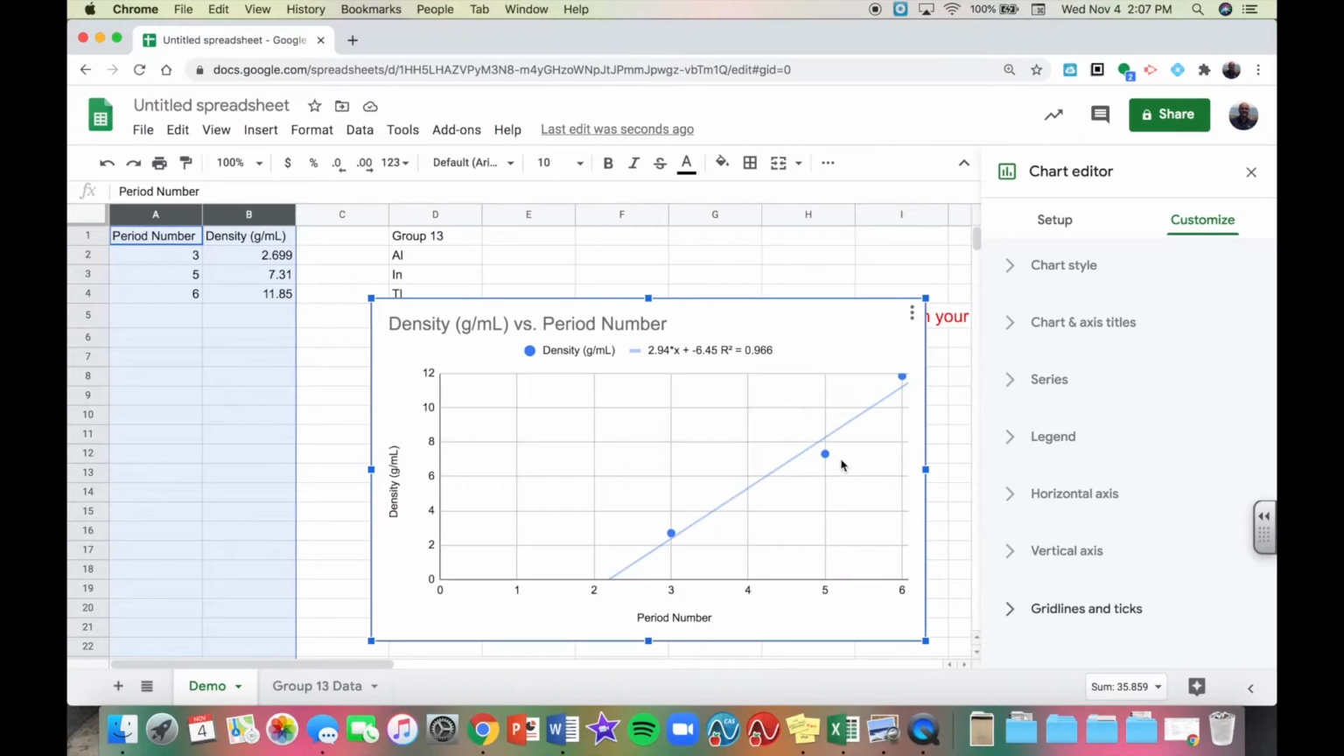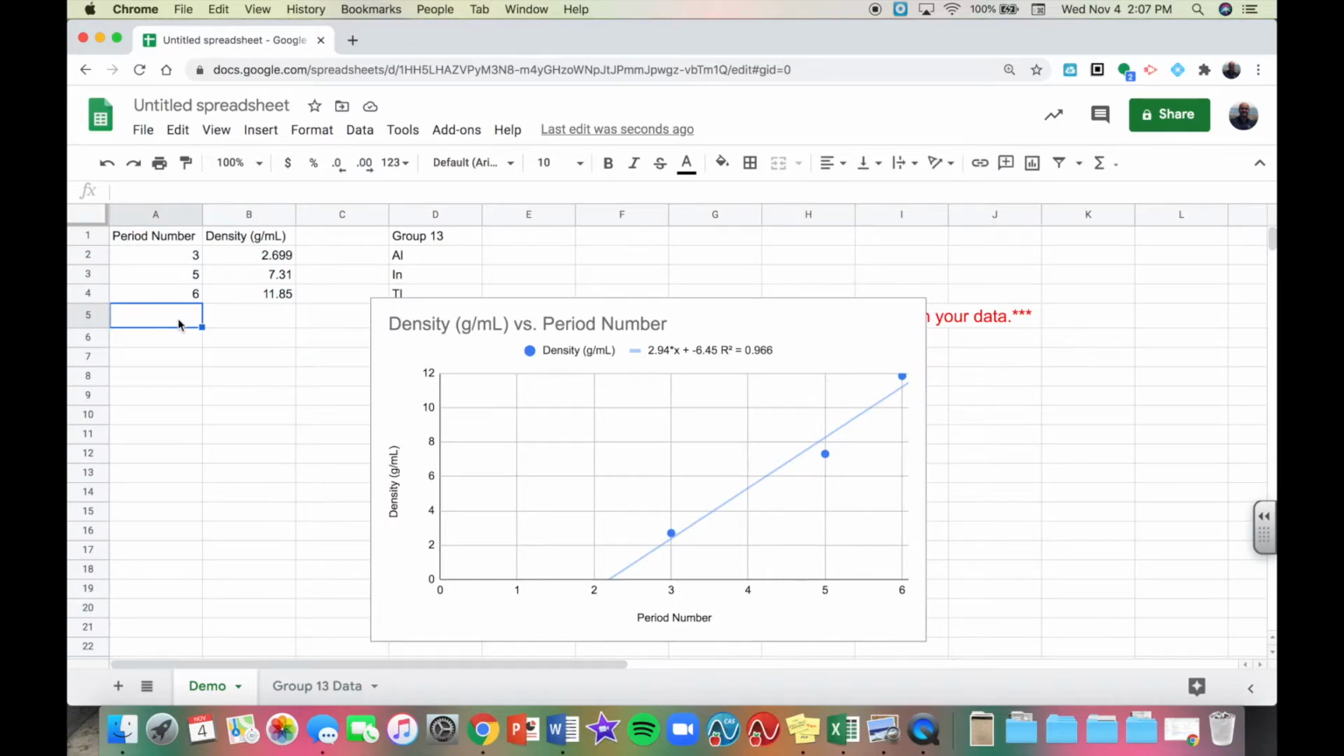So let's think. We only have 3 points right here, which is not a very good way to have a line. We want as many points as possible. Could there be points that we could add? Yes, because we could actually add 0, 0. At no mass, with no existence, you would have no density. So we're going to include that as a data point.